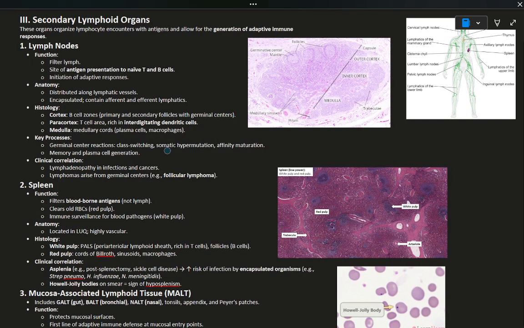So there are some key processes associated with lymph nodes. First, we have germinal center reactions, where class switching, somatic hypermutation, and affinity maturation occur. We also have memory and plasma cell generation occurring in the lymph nodes.